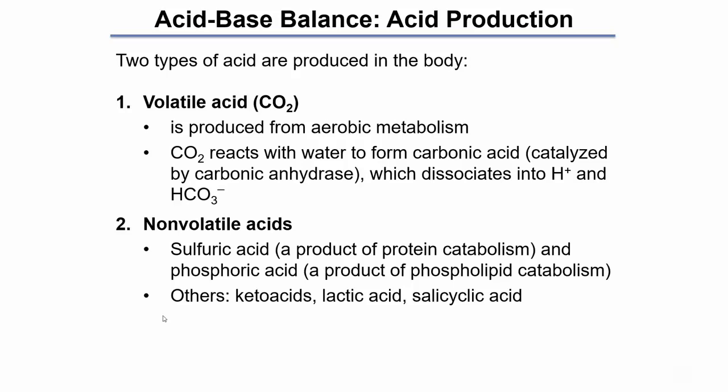I'm speaking too fast over here. So if you have too much CO2, it's bad. If you have too much of the other acids, it's bad. But sometimes one can compensate for the other. So if you have too little CO2, it's bad, but you can try to compensate for it by having a little bit more of all the other acids in the body in order to re-achieve homeostasis.